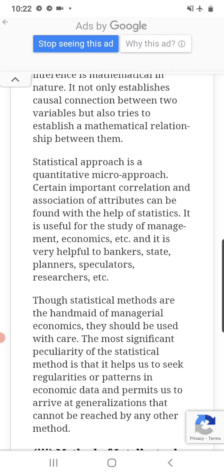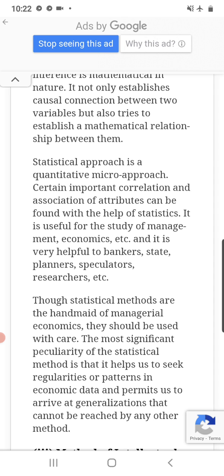That statistical approach is a quantitative micro approach. Certain important correlations and associations of attributes can be found with the help of statistics. It is useful for the study of management, economics and other subjects, and it is very helpful to bankers as well as statesmen, planners, speculators and researchers.